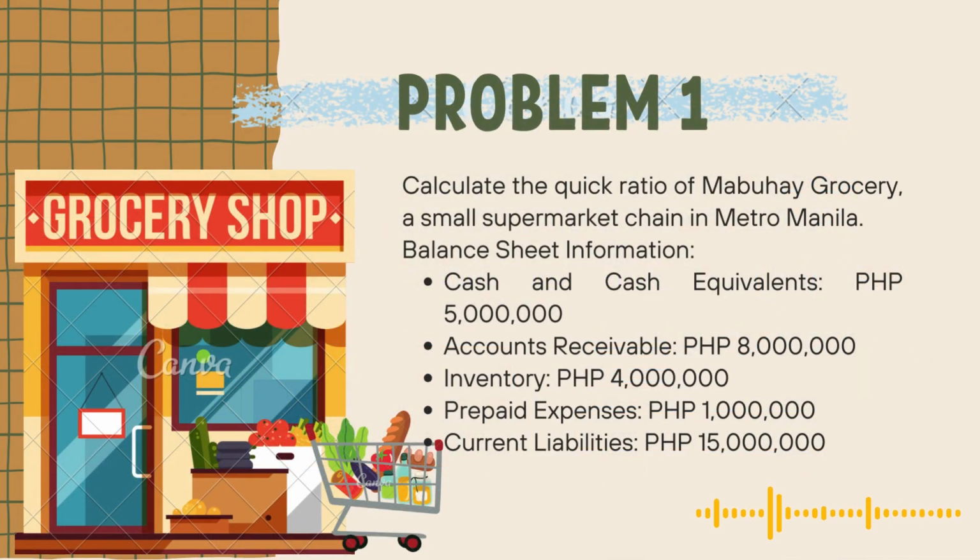Calculate the quick ratio of Mabuhay Grocery, a small supermarket chain in Metro Manila. Here is the balance sheet information. Cash and cash equivalents of 5 million pesos, accounts receivable of 8 million pesos, inventory of 4 million pesos, prepaid expenses of 1 million pesos, and current liabilities of 15 million pesos.